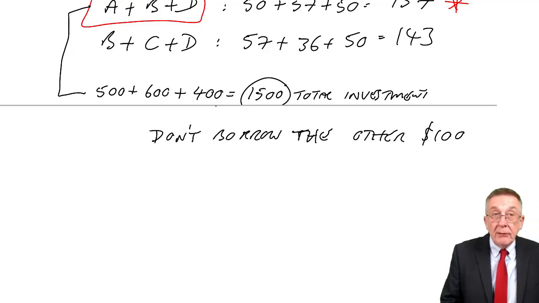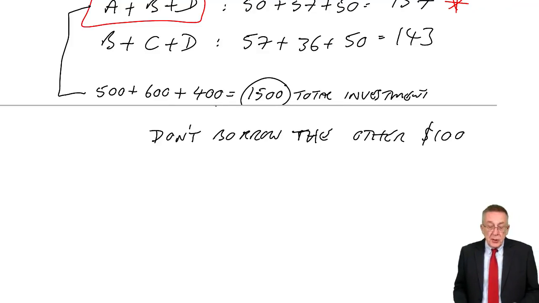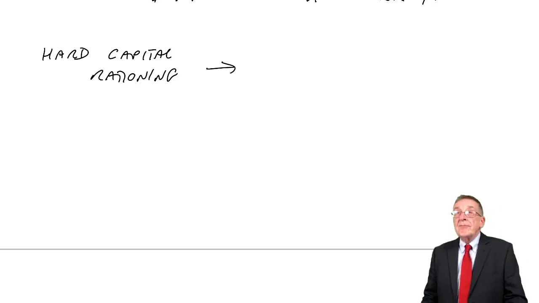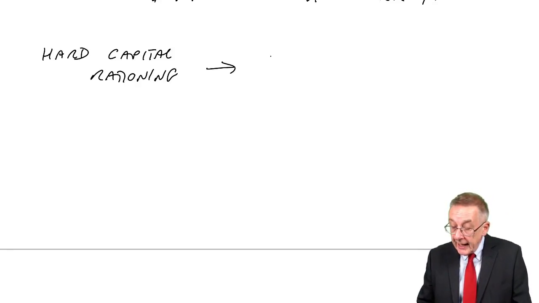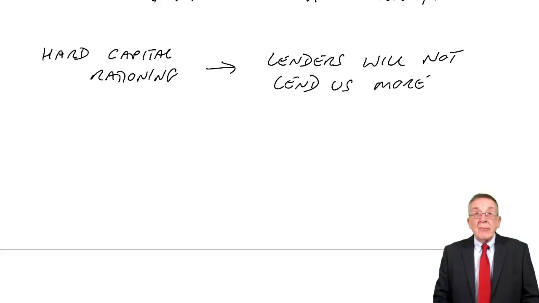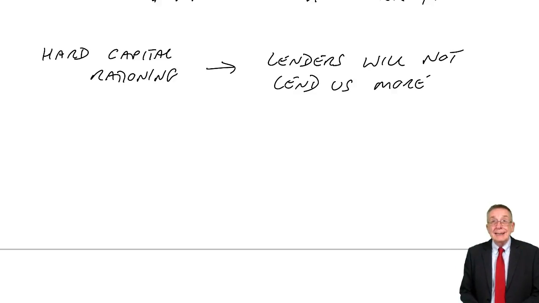All right, finally, because that's all the arithmetic involved for capital rationing. Why are we capital rationing in the first place? You know, why is there a limit on the cash available? Well, there are two reasons it could occur. The most obvious is what we call hard capital rationing. And hard capital rationing is a situation where lenders will not lend us anymore. You know, clearly there's a limit to how much any company is going to be able to borrow. And if the most we can borrow is 1,600, fine. That's hard capital rationing.